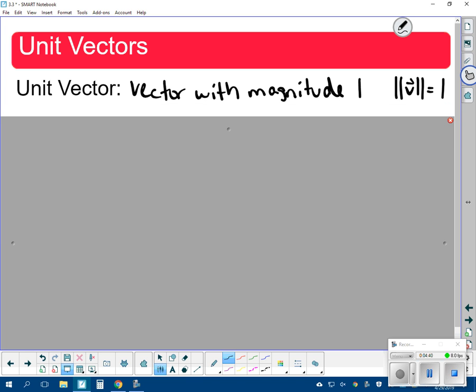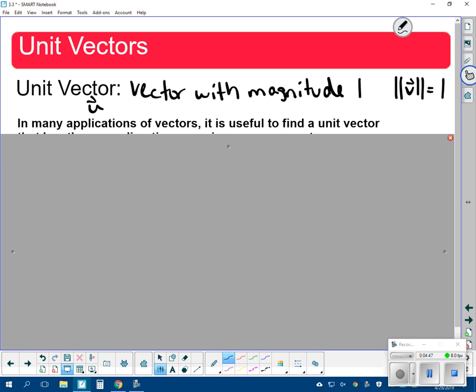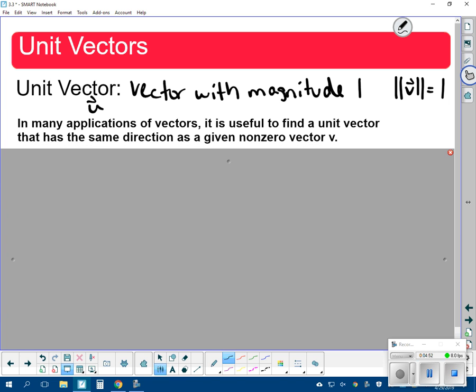We often will label this as vector u, for unit, of course. In many applications of vectors, it's useful to find a unit vector that has the same direction as some other given vector. So you might have vector v, and it is often useful if you find a vector in the exact same direction, but whose magnitude is only 1. And that is what we would call vector u.